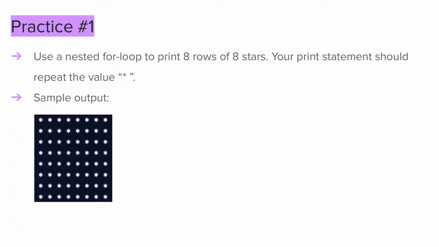Now we'll move on to the practice problems for today, which focus on nested for loops. For practice 1, we are asked to write a program that uses a nested for loop to print 8 rows of 8 stars. Pause the video now and write your code. If you're stuck, review practice 1 from the Lesson 6 slides, which can be found in the description below.